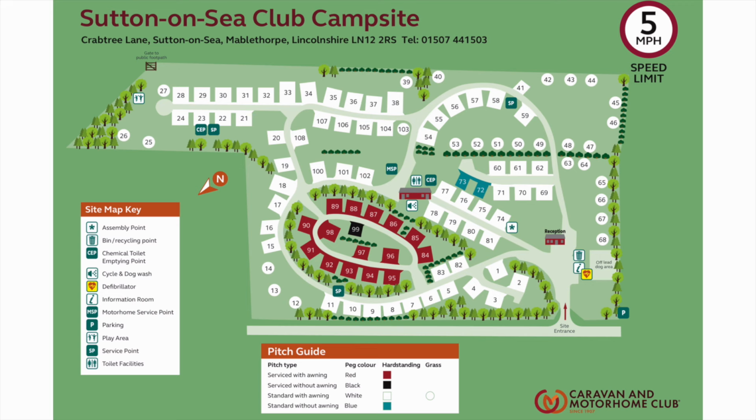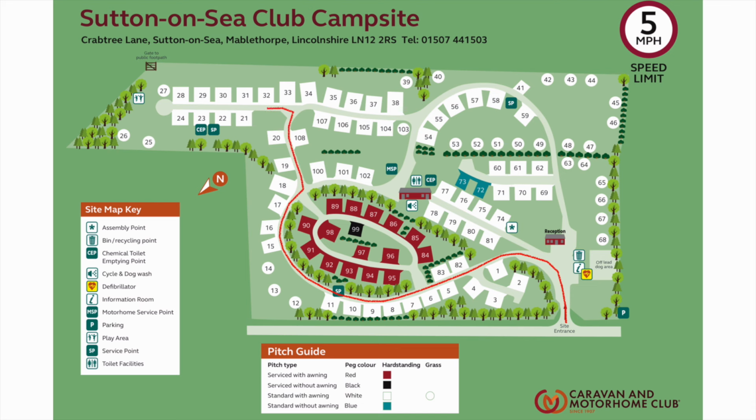So this is the map of the Sutton-on-Sea Club campsite. There are overall 99 pitches, 15 serviced, mostly hard standing, but you'll see some grass pitches around the outside of the site. Come in through the entrance towards reception, then we'll turn to the left following the outer edge of the site, past the service pitches and around until we reach the back of the site.